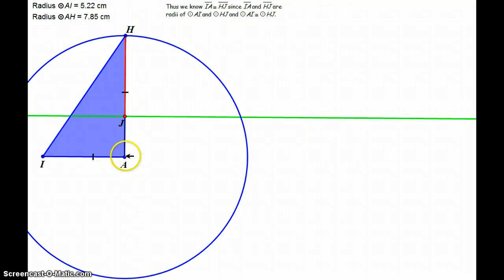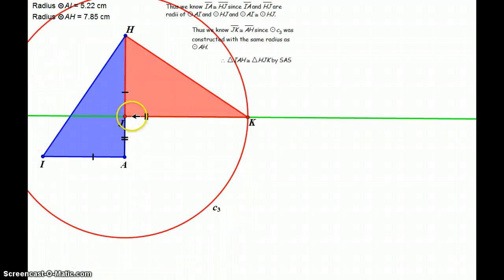Then I measure the distance from A to H by constructing circle AH. Then, using the same radius, I constructed circle JK. Thus, we know JK is congruent to line segment AH, and we have already earlier proved that JH is congruent to line segment AI, and point A and point J are both right angles. Thus we know by side angle side that triangle HJK and triangle IAH are congruent.